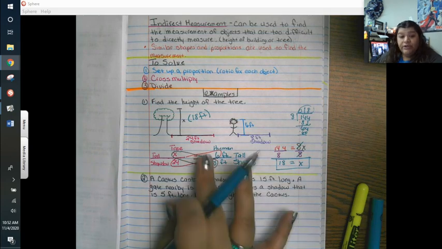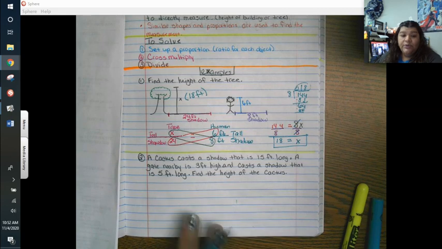So that's how you do it with the pictures. Now let's go into a word problem.